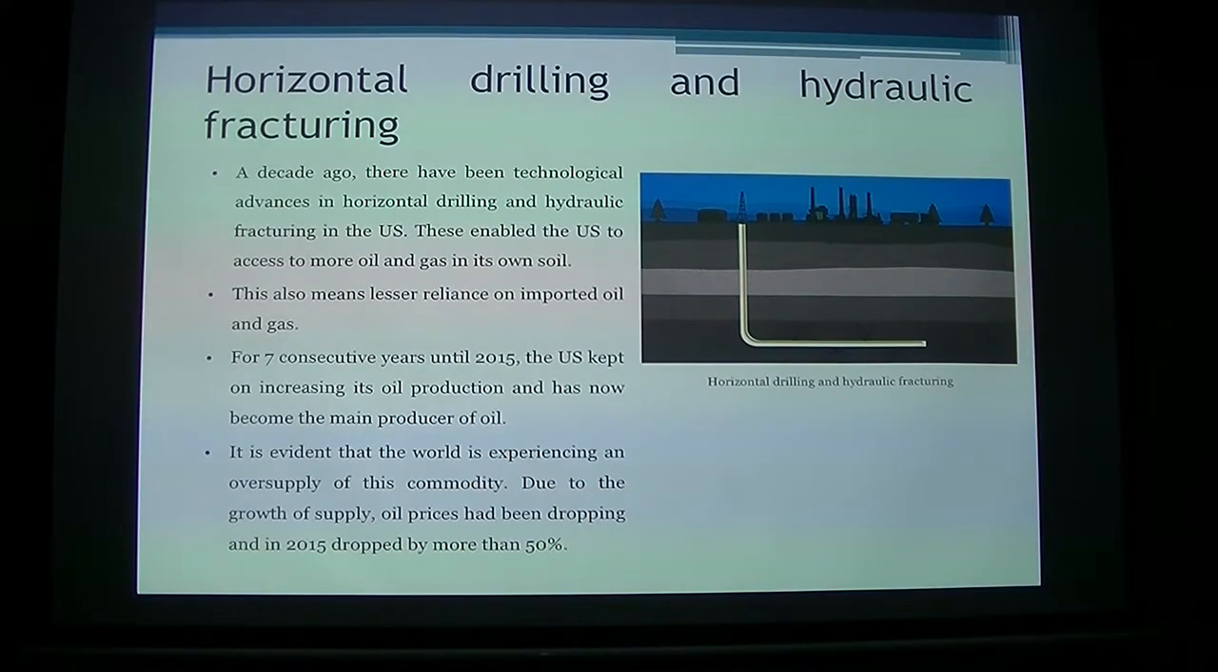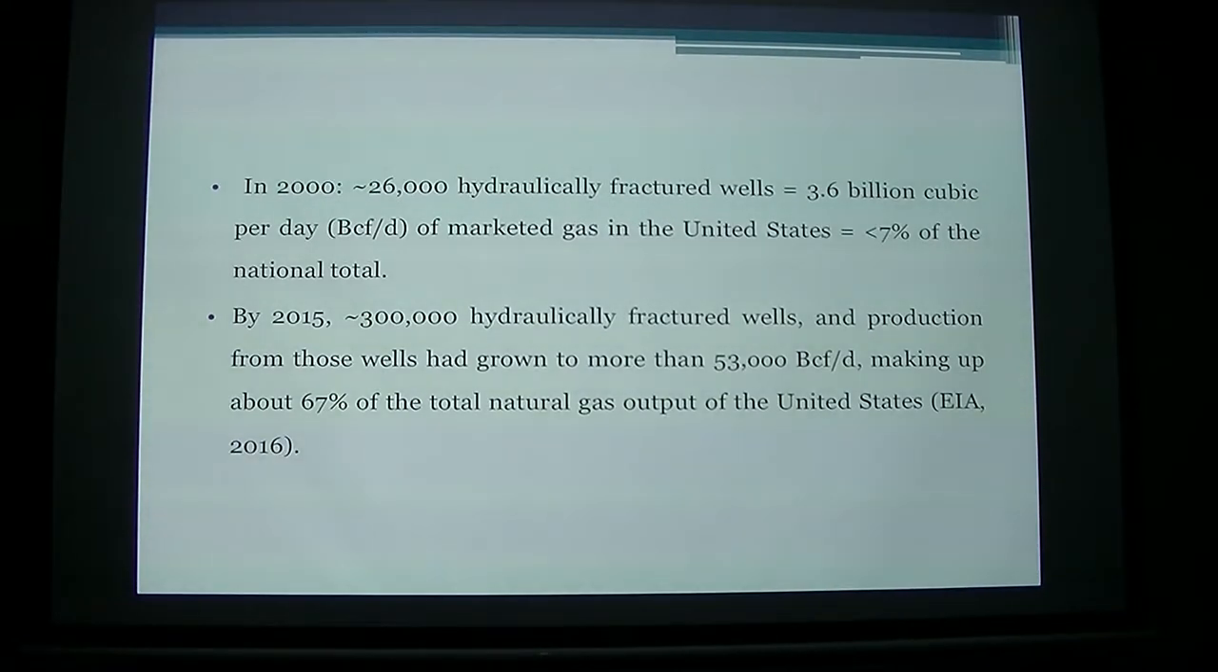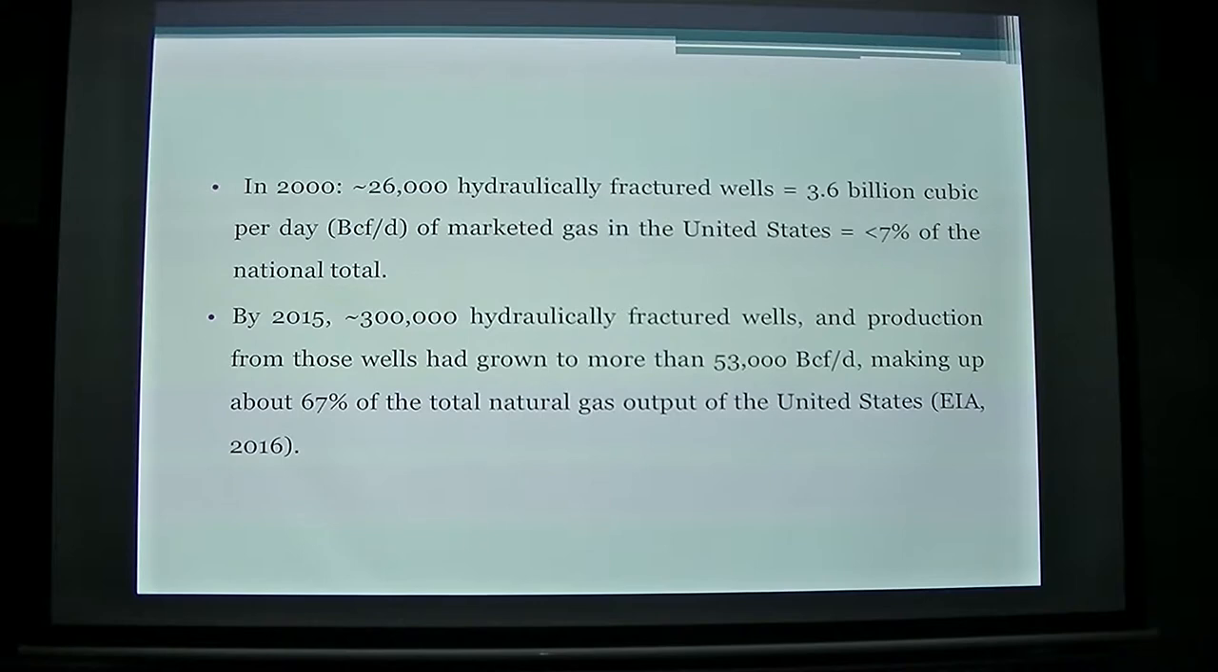Oil prices have been dropping, and in 2015 dropped more than 50%. And this is just to further elaborate how hydraulically fractured wells are contributing to US oil production. In 2000, there were 26,000 hydraulically fractured wells that provided 3.6 billion cubic feet per day of marketed gas in the United States, which is less than 7%. However, in 2015, the number increased rather rapidly. They have 300,000 hydraulically fractured wells.